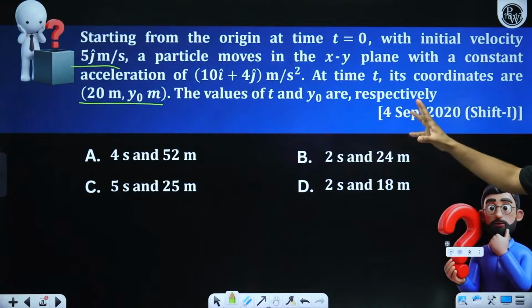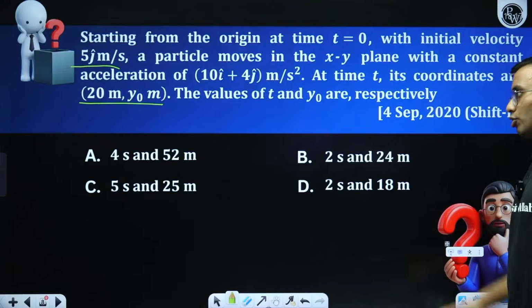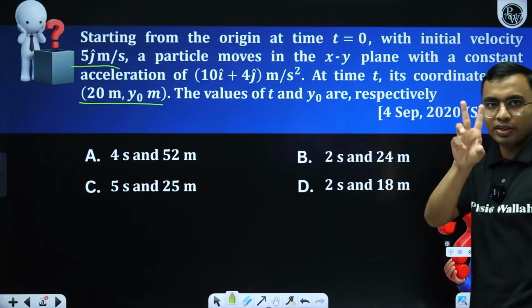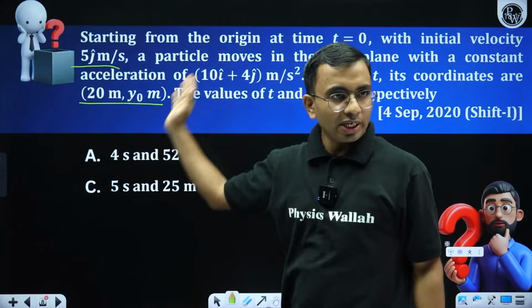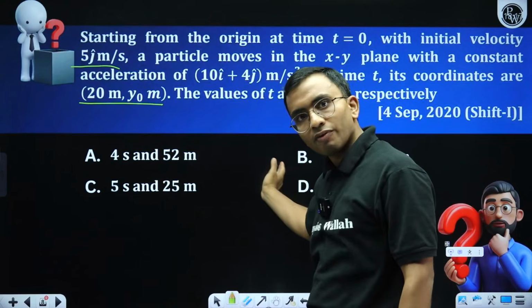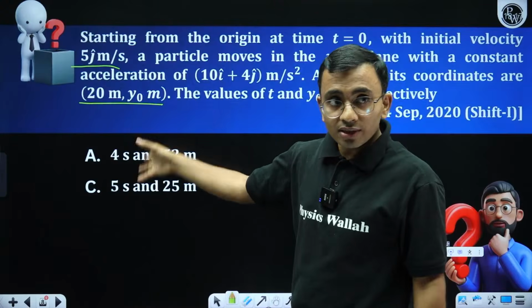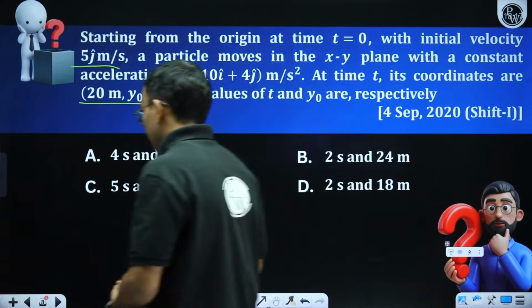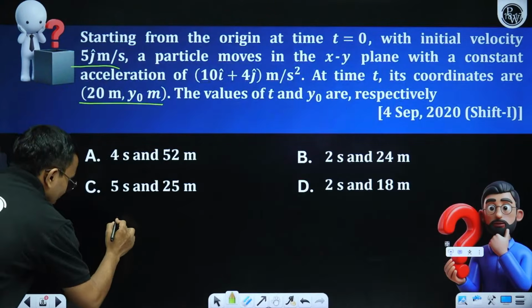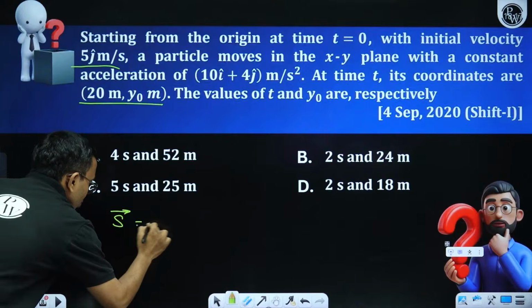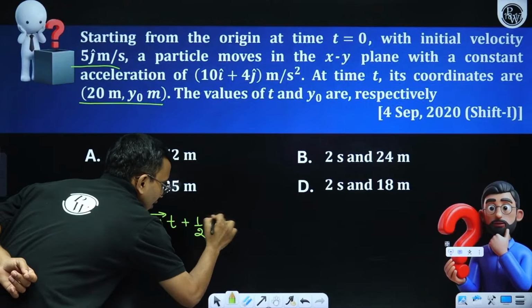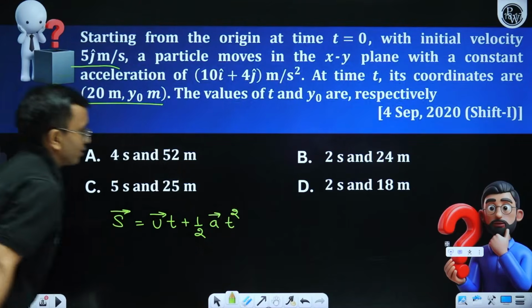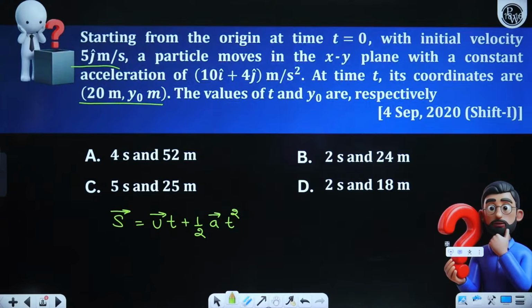So here the particle is moving with constant acceleration, uniformly accelerated motion. There are two ways to solve it. Either you write the equation separately along the x-axis and separately along the y-axis, or you can write the equation in vector form. Let us write the equation in vector form directly. So I will say s equals ut plus half a t square. This is the direct equation in vector form.